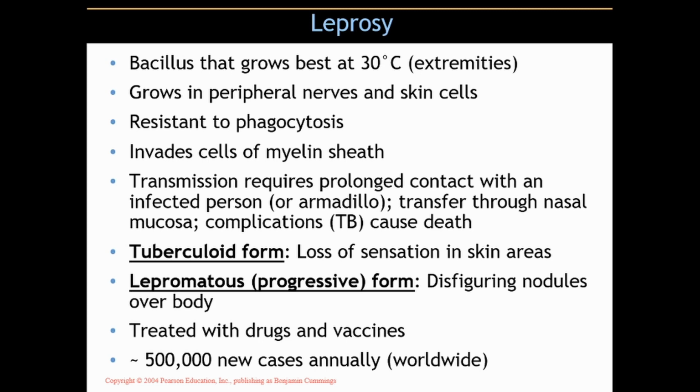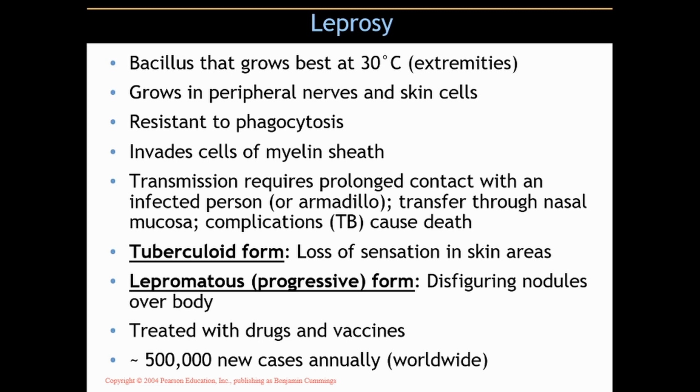So in the extremities that's where it best grows. It'll grow in peripheral nerves and in skin cells. And growing in the peripheral nerves, it causes the skin to become sensitive. You develop this tuberculoid form where you lose sensation in the skin area, so you have high sensitivity and then the loss of sensation as the infection progresses. It's resistant to phagocytosis, and it invades cells of the myelin sheath.